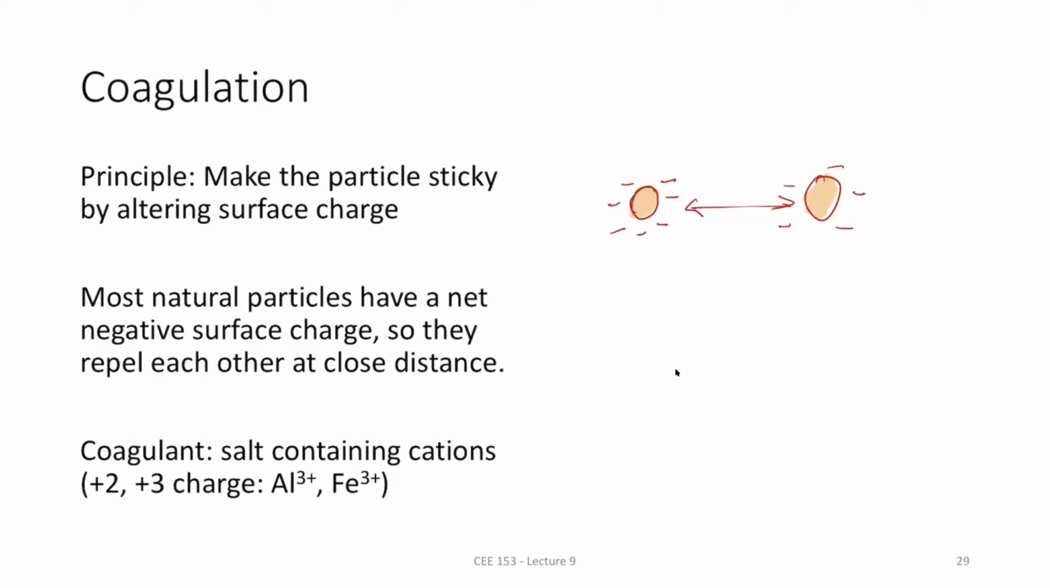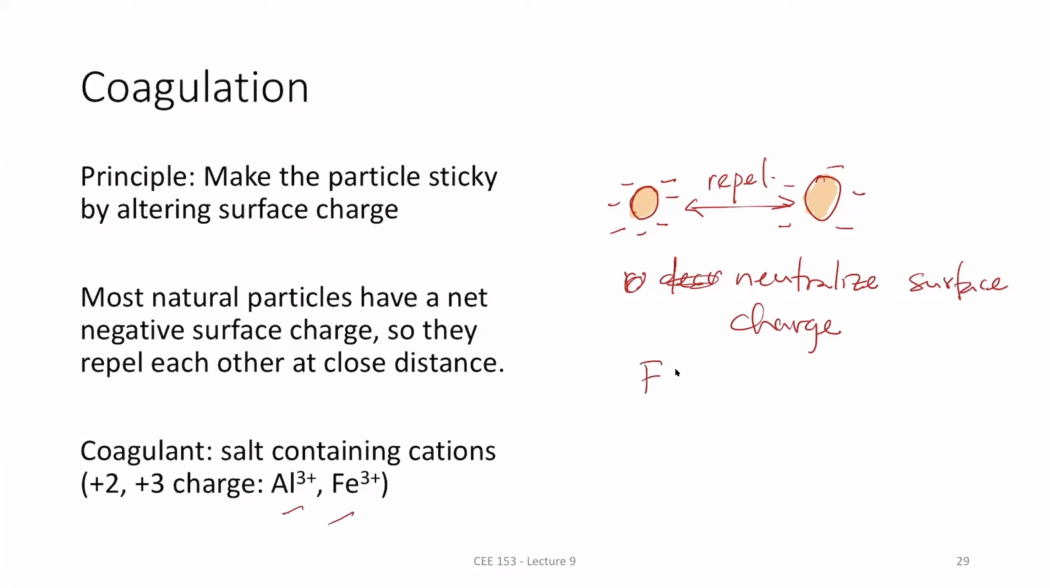So the idea of coagulation is to decrease or neutralize the surface charge so that they don't repel against each other. Okay. So how do you do that? You have to add something positive. That's why the coagulants are basically positively charged ions. So what you do is add either iron 2, iron 3, or aluminum 3.